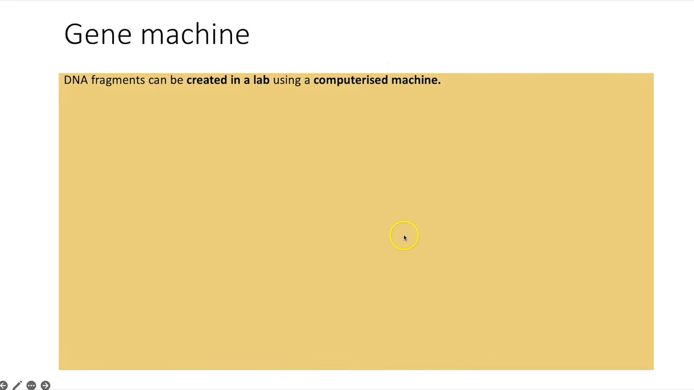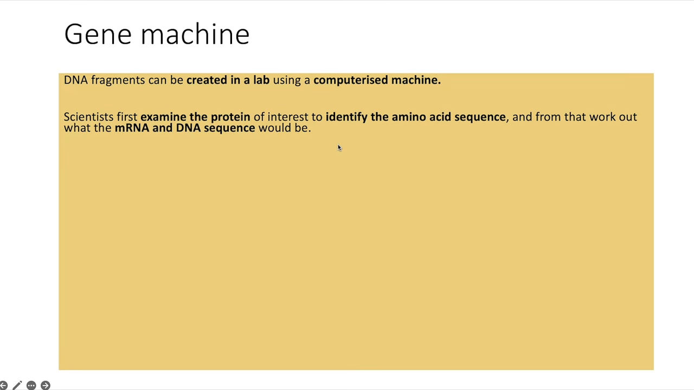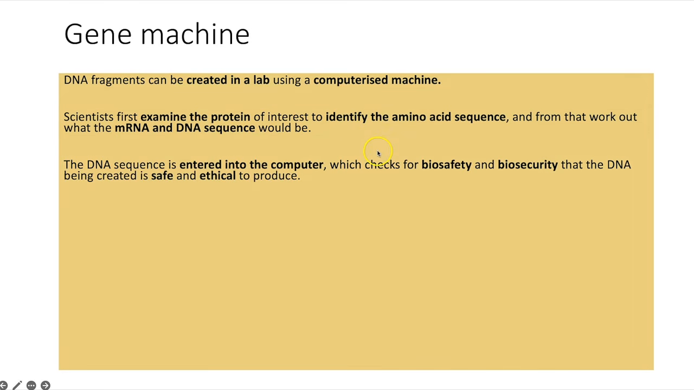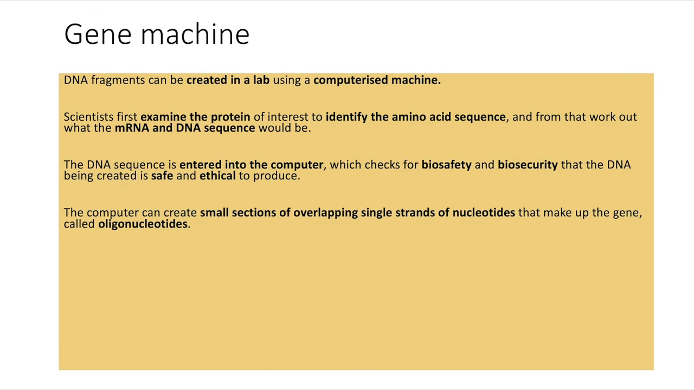The gene machine, this is when DNA fragments are created in a lab using a computerized machine. Scientists first have to examine the protein of interest that they want this new organism to produce, and in that way they identify the amino acid sequence of the protein, and from that they then work backwards and work out the mRNA and DNA sequence that would be required to code for that amino acid sequence. That DNA sequence is then entered into a computer and checked for biosafety and biosecurity, that the DNA being created is safe and ethical to produce.